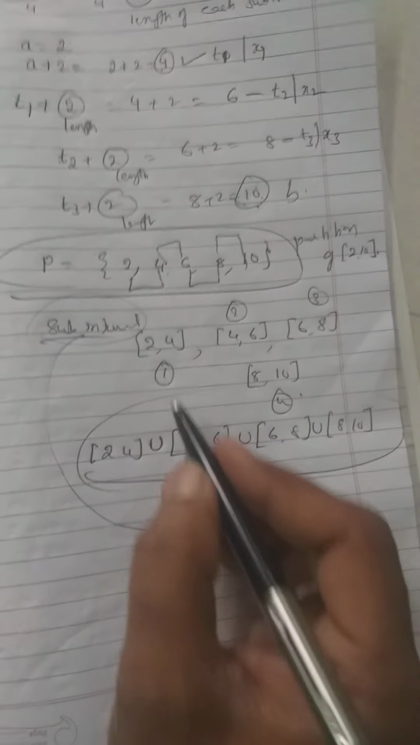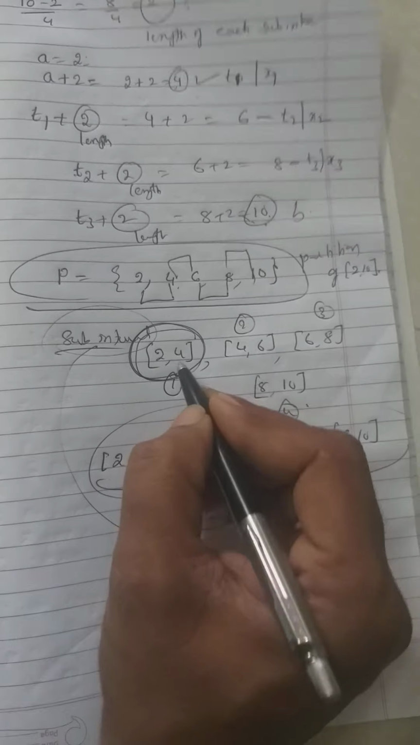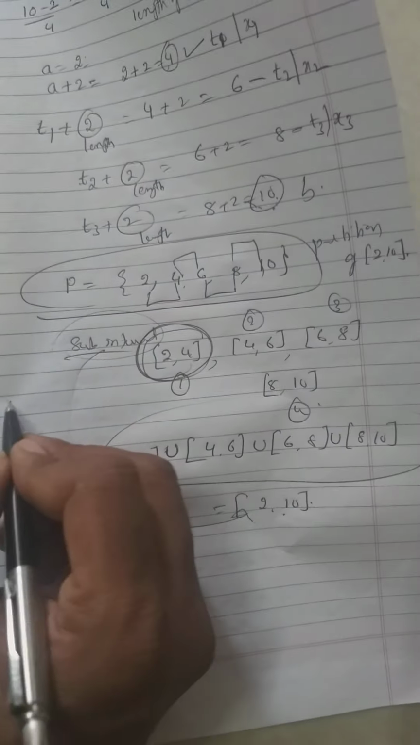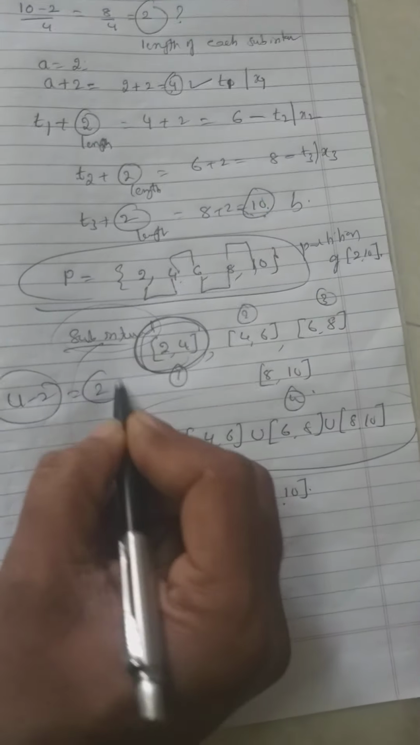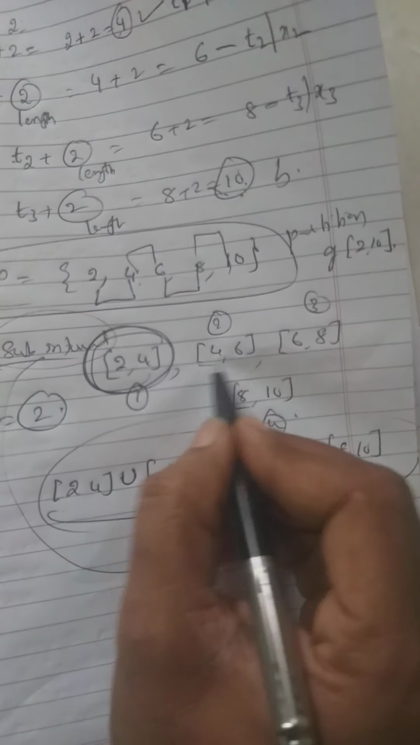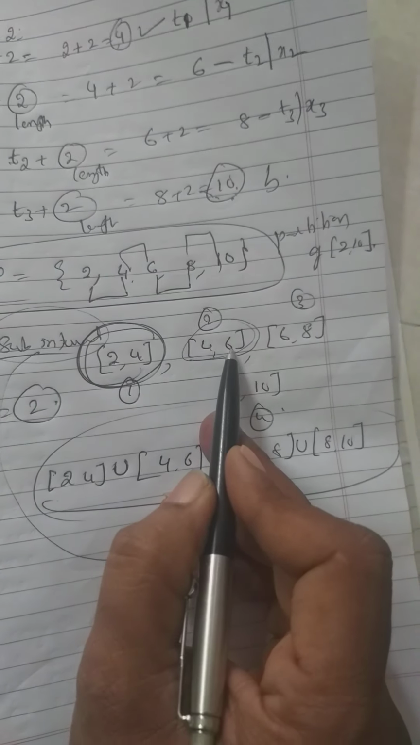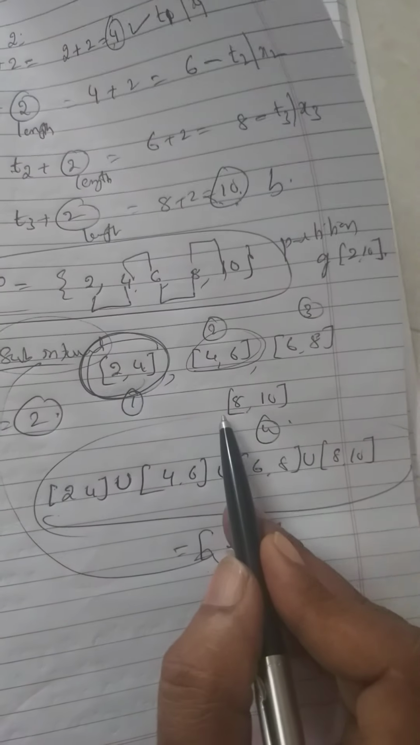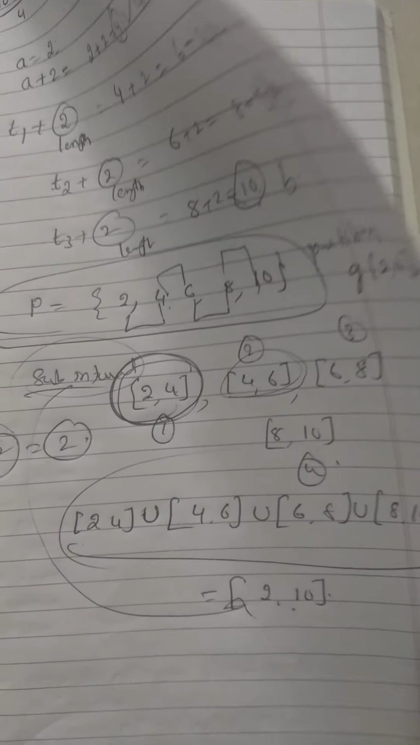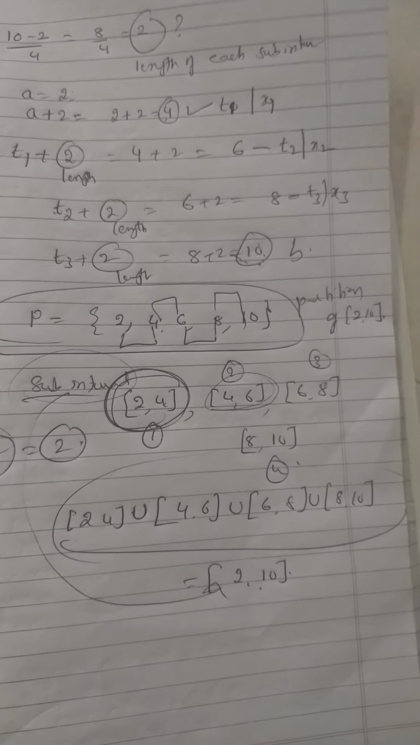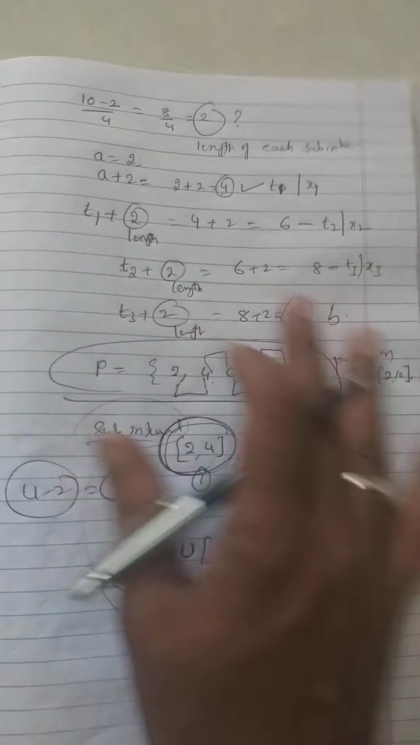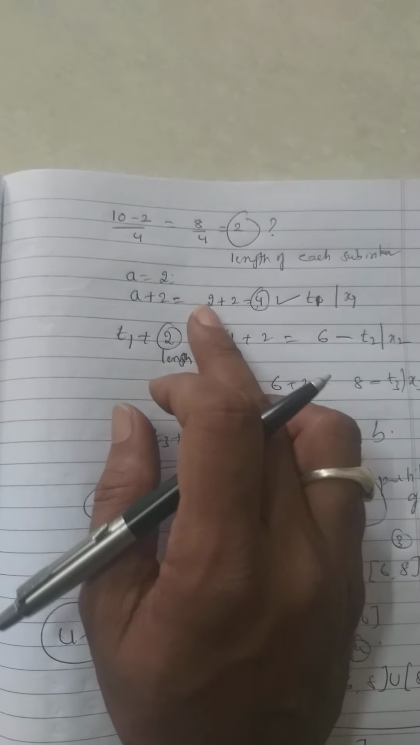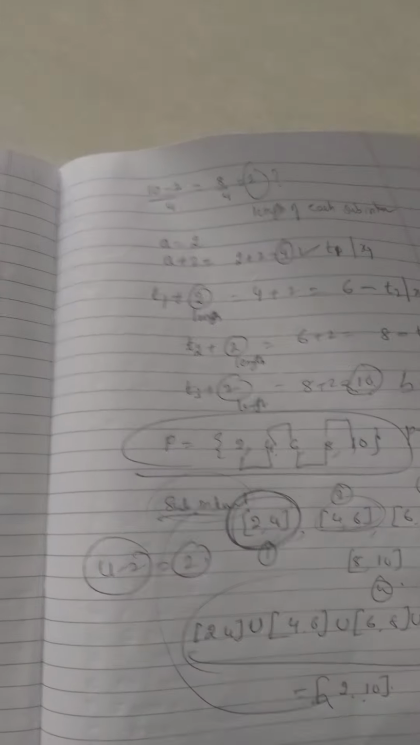Now here, what is the length of this subinterval? The length of this subinterval is nothing but this value minus this value. That means 4 minus 2, that is 2. What is the length of this subinterval? 6 minus 4 is also 2. 8 minus 6 is 2. 10 minus 8 is 2. Here the length of each subinterval is equal to 2. Why did we get equal lengths? Because we are dividing it into 4 equal subintervals, that's why you get equal length.